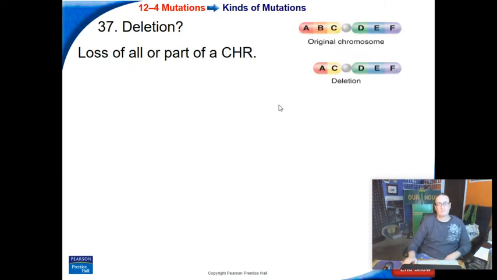Okay, deletion. So these letters, they don't make a whole lot of sense to you guys now, but when we start talking about genetics, segments of these chromosomes code for genes. So just think of the A gene, the B gene, the C gene, D, E, and F. A deletion is loss of all or part of a chromosome. So all of a sudden, the B gene is gone, which means that the cells that end up with this new chromosome will not have the instructions for the proteins that the B gene coded for.